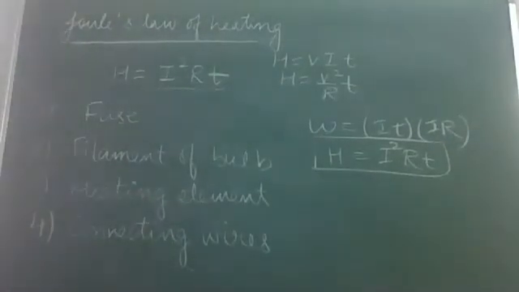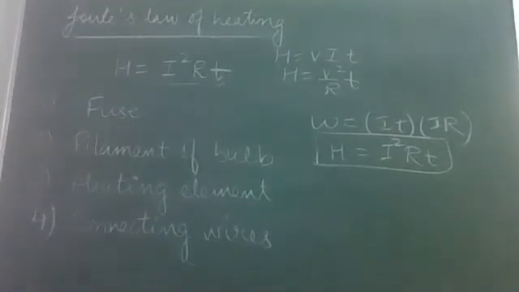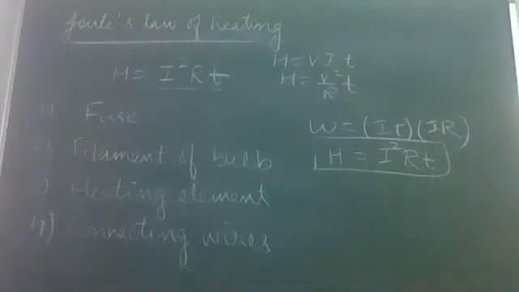Second application, filament of bulb is made up of tungsten, because tungsten has two characteristics: high resistance or resistivity and high melting point. The advantage of high melting point is that the filament doesn't melt even when it becomes red hot or white hot. And what is the advantage of high resistance? According to Joule's law of heat, more heat will be produced because H is directly proportional to R. So more energy will be produced in the form of heat and light, so the bulb will give more light.